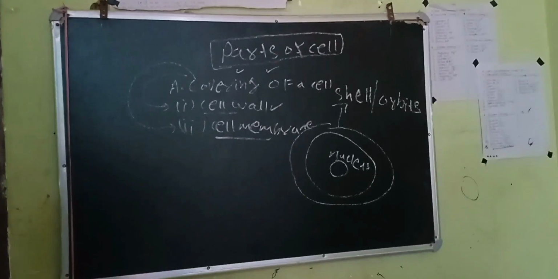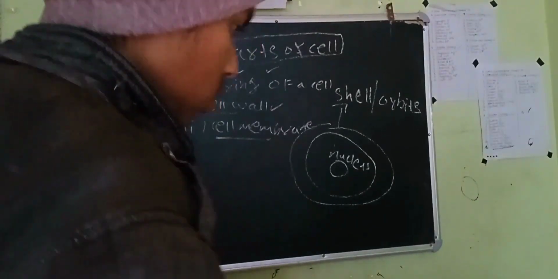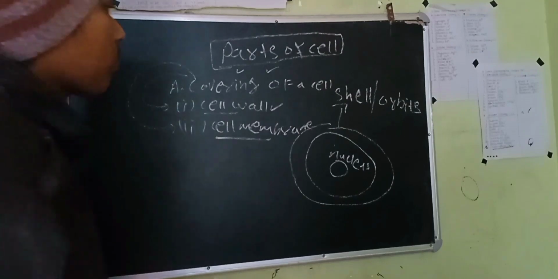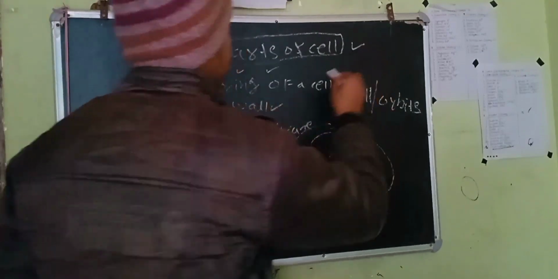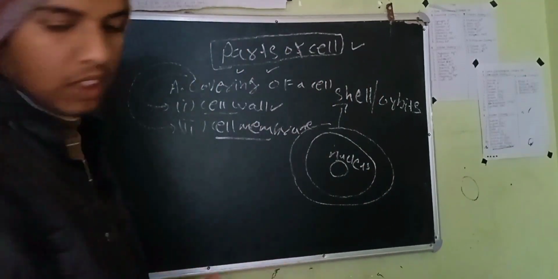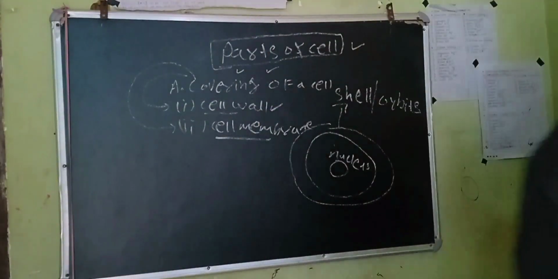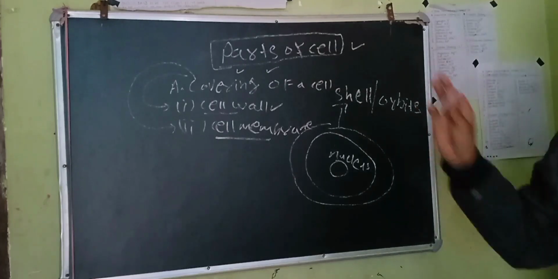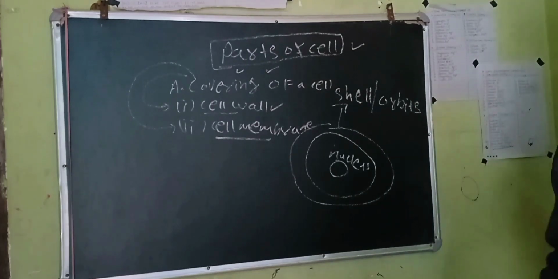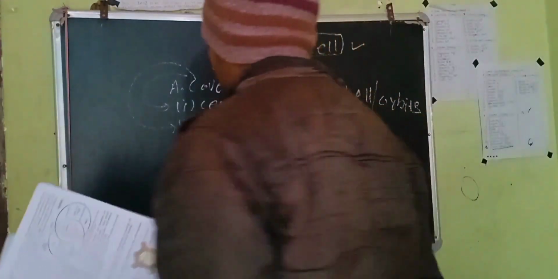So welcome back to another video here on the whiteboard. We are on the topic, parts of cell. We have already started this topic in our previous video, but we still need to continue it because it has not ended yet.